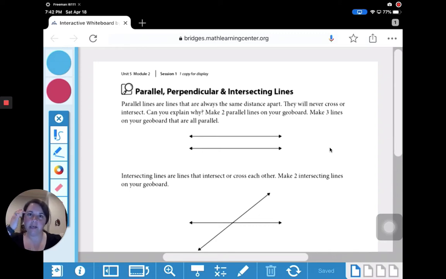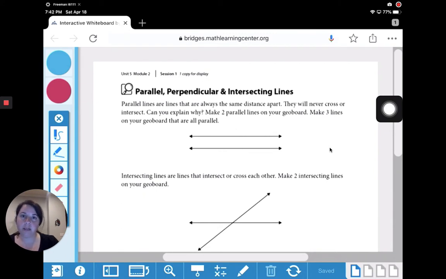Friends, Mrs. Freeman here, just to go over a little quick review for what we did in small group and what you will be doing today on Seesaw. We are going to talk about parallel, perpendicular, and intersecting lines. You guys have studied these before, so this might be a little bit of a review for you.